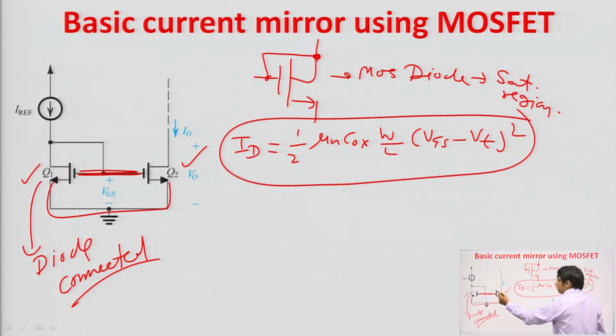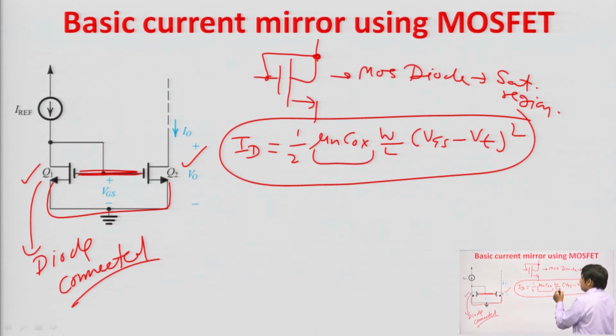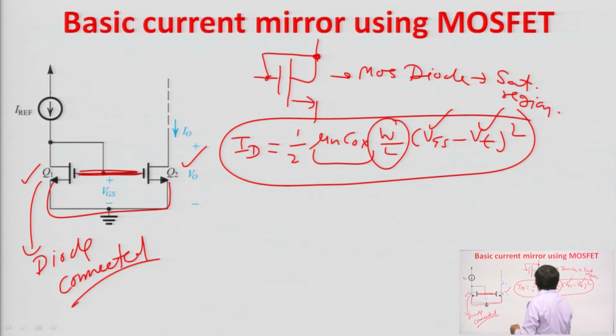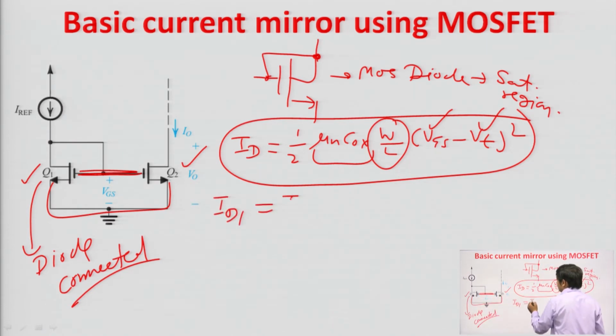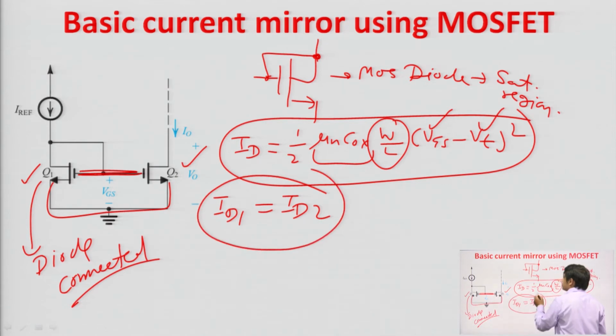Now, see, Q1 and Q2 are matched transistors. Matched means the mu n COX will be same, W by L will be same, VT will be same, and VGS is of course same, because the gate and source are shorted. Fine. So, if the VGS is same, you can see that the drain current of Q1 will be equal to the drain current of Q2. It means that the output current is equal to input current.